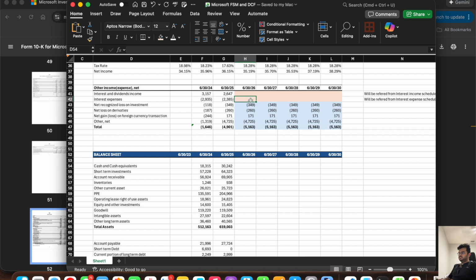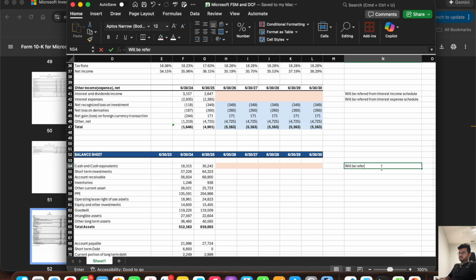So for now, I will just put it in this color code, and I'll come back later. I will take a note: will be referred from cash flow statement, cash flow statement last line item.